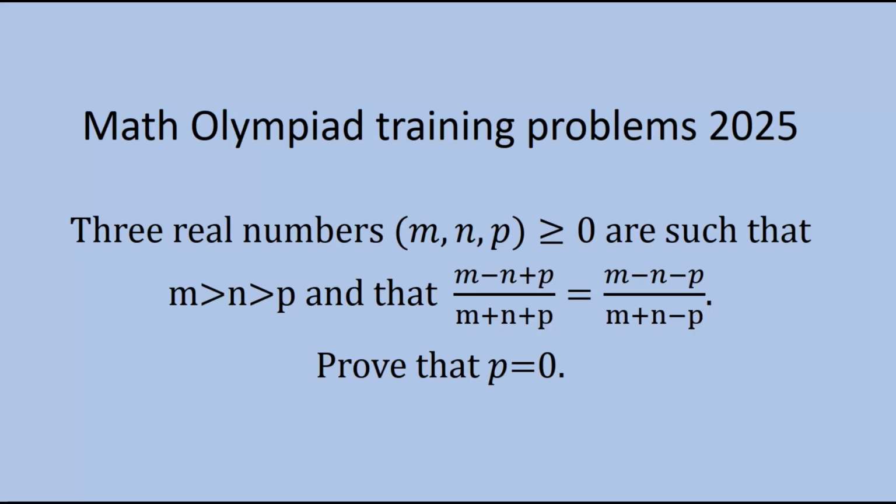The problem we have selected today has a statement as follows. Three real numbers m, n and p, which are greater or equal to 0, are such that m is greater than n is greater than p, and that (m minus n plus p) divided by (m plus n plus p) is equal to (m minus n minus p) divided by (m plus n minus p). Prove that p is equal to 0.